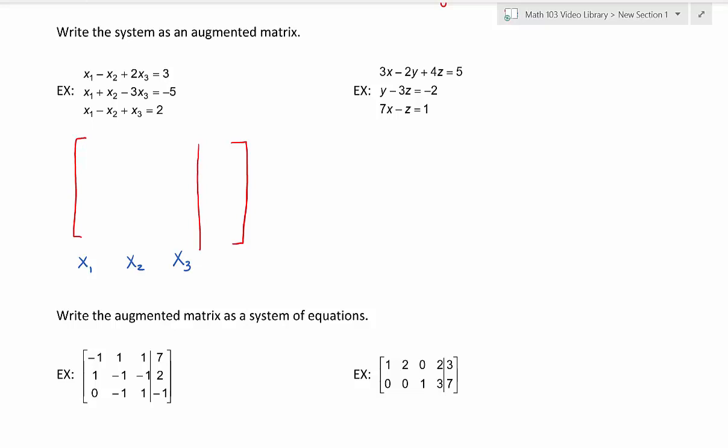So I'm going to go right across with our first equation. That's 1x1 minus 1x2 plus 2x3 equals 3. Now our second row, it's 1x1 plus 1x2 minus 3x3 is equal to negative 5. And lastly, we have 1x1 minus 1x2 plus 1x3 is equal to 2.